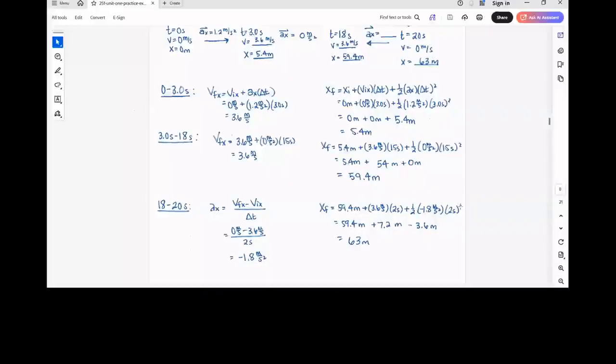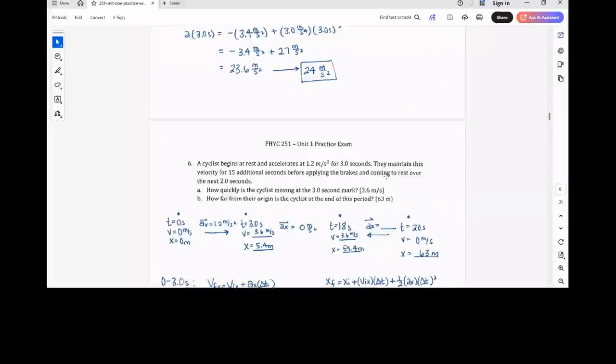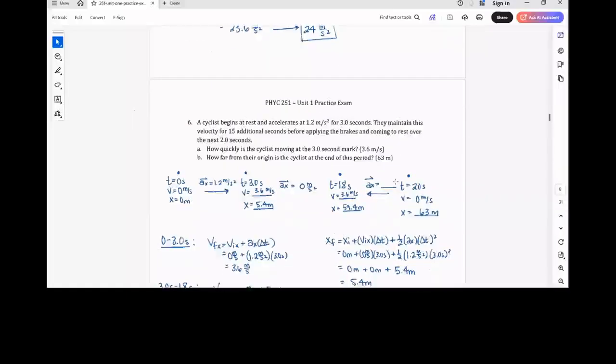So it looks like my scan got chopped off a little bit, but there is a square on this term, just like we used in a previous step. So my final position from the last step becomes my initial position for this step, and we end up with 63 meters on the nose. So I don't need to round that any further. It is already at 2 sig figs.